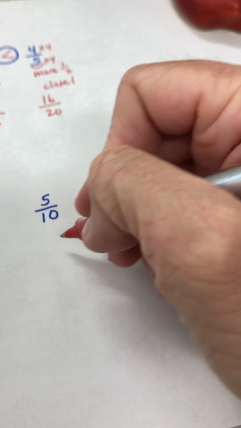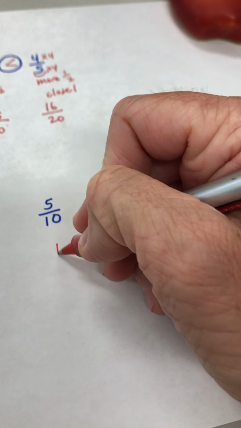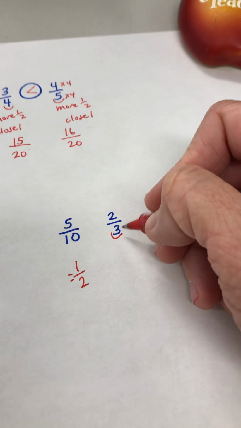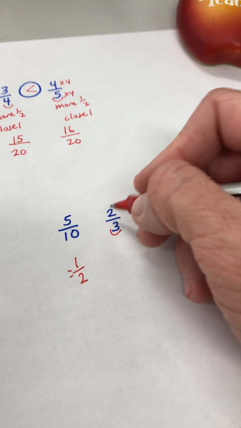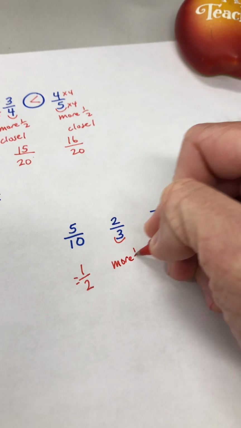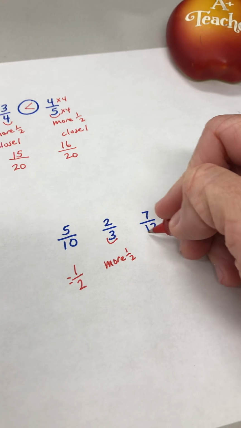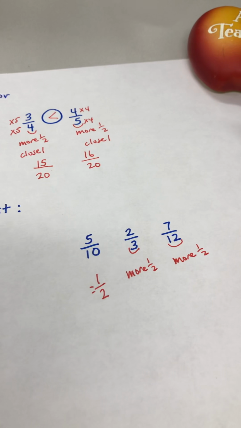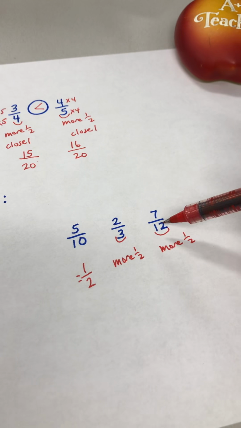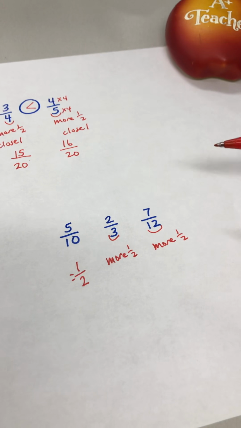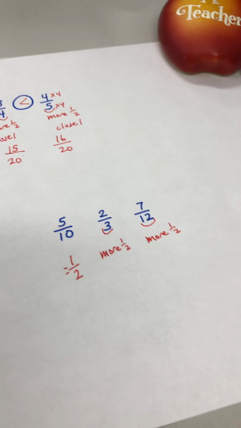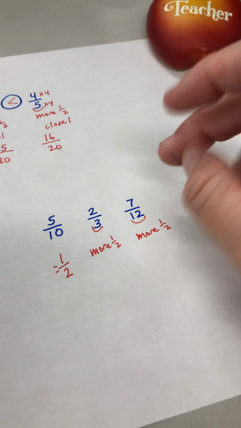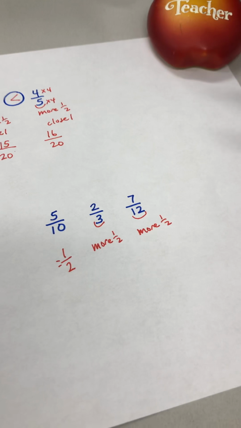Asking myself those same questions. Okay, 5/10, which benchmark is that closest to? It's equal to 1/2. 2/3, got an odd number here. Half of 3 is 1.5, so this is slightly greater. So this is more than half. And 7/12, 6 is the half of 12, so this is also more than half. Okay, so I am going to have to find a common denominator, but I don't have to find a common denominator for all three of these numbers. When I was in school, that's how they told us to do. You find a common denominator for everything, but it's not really necessary when I already know this one's going to be the least. And then I only have to find a common denominator of 2 numbers instead of 3.